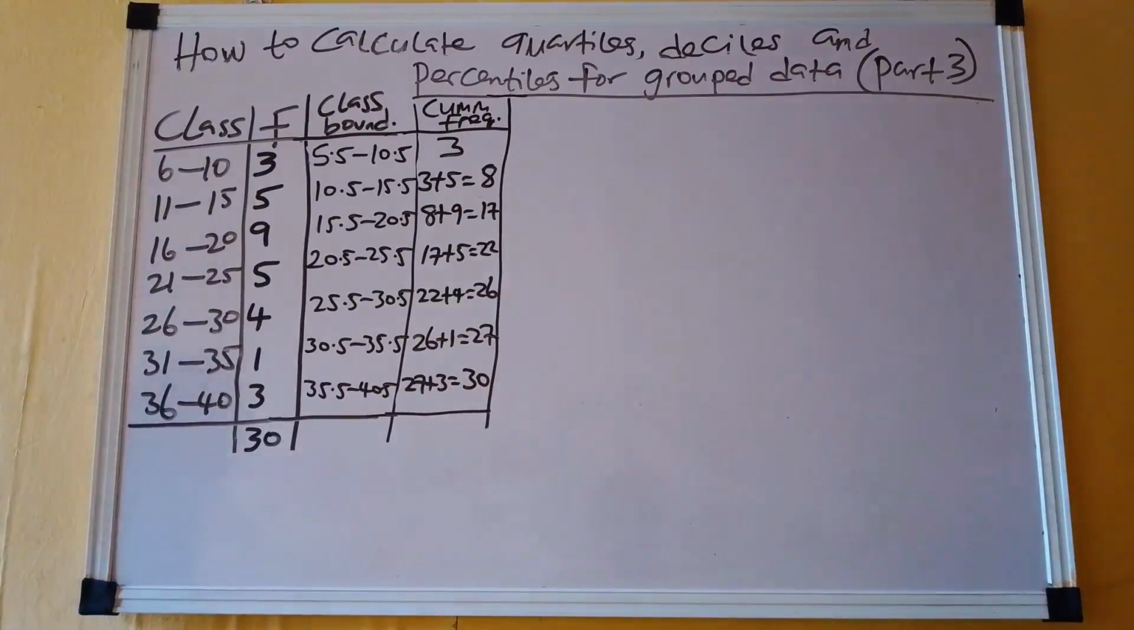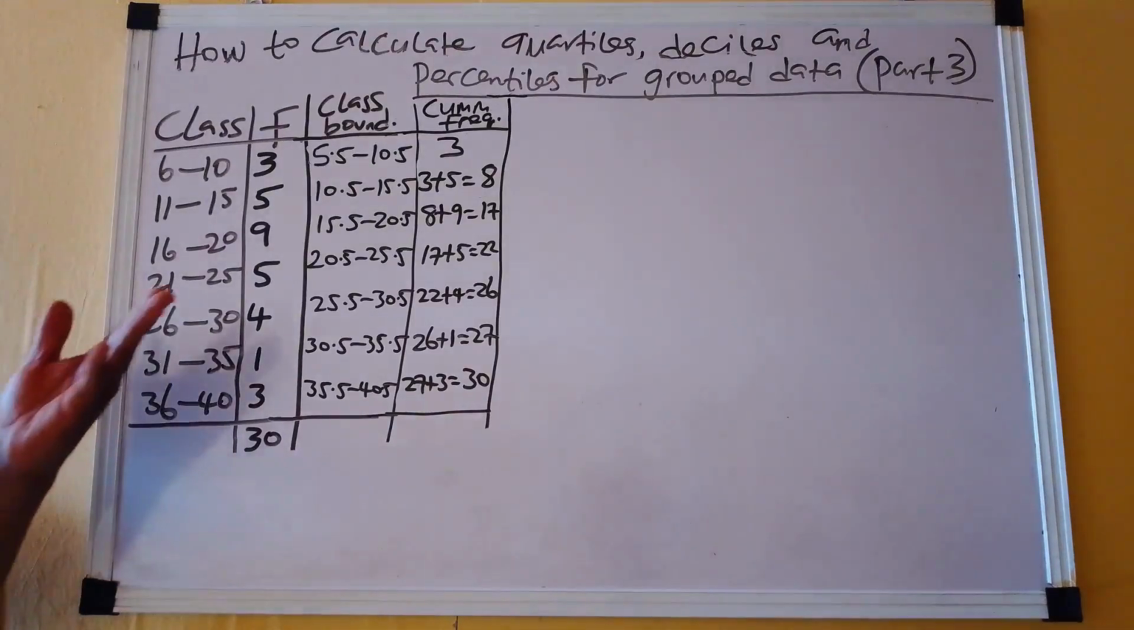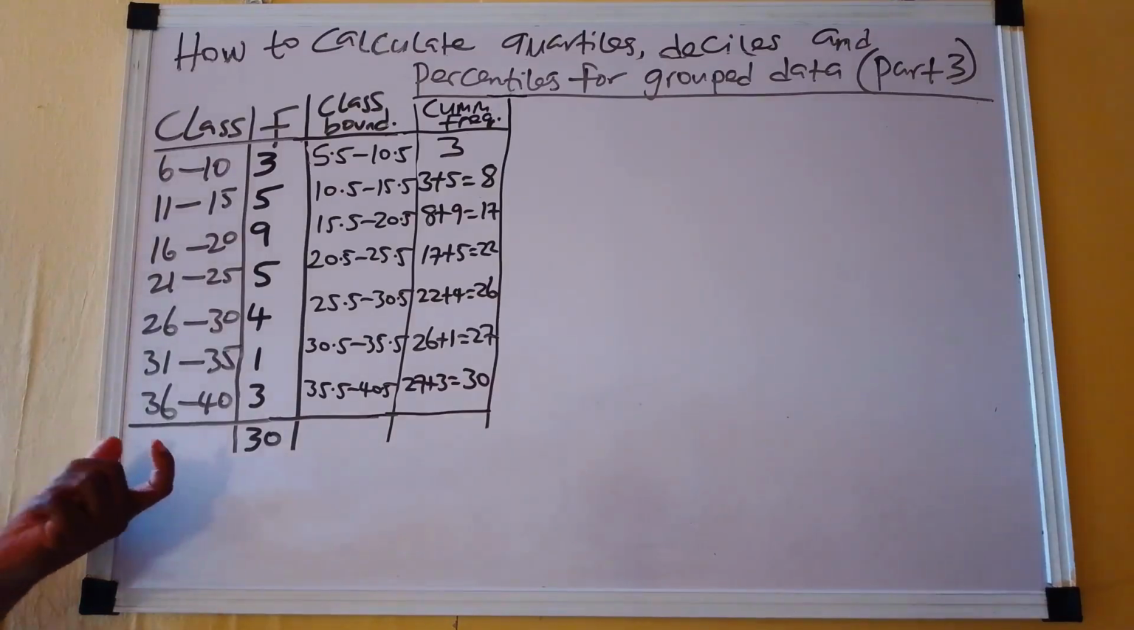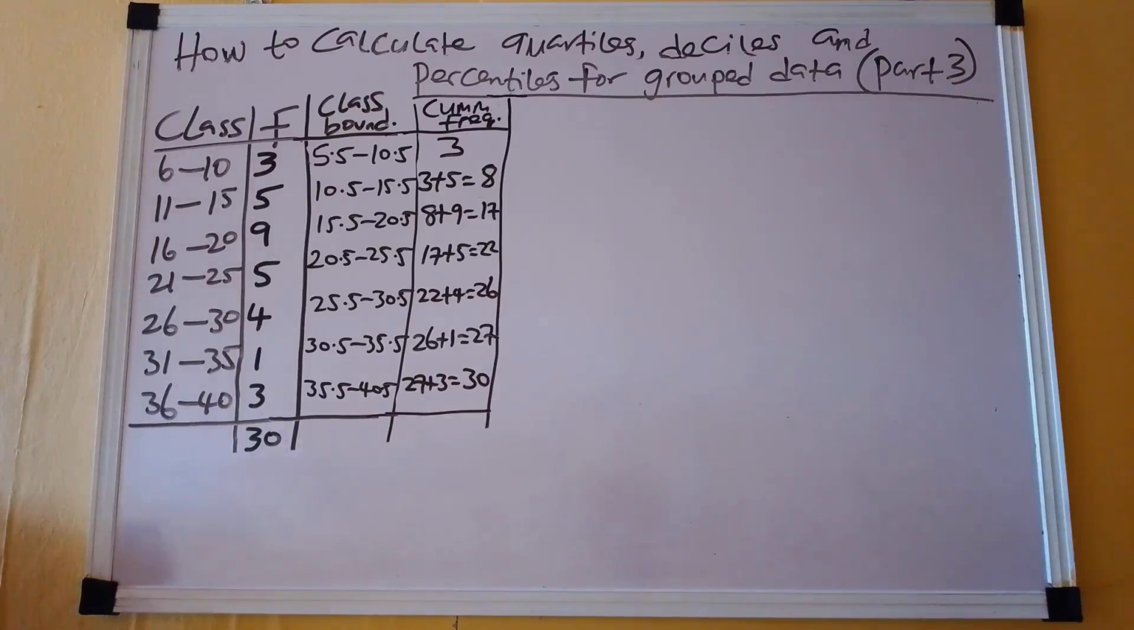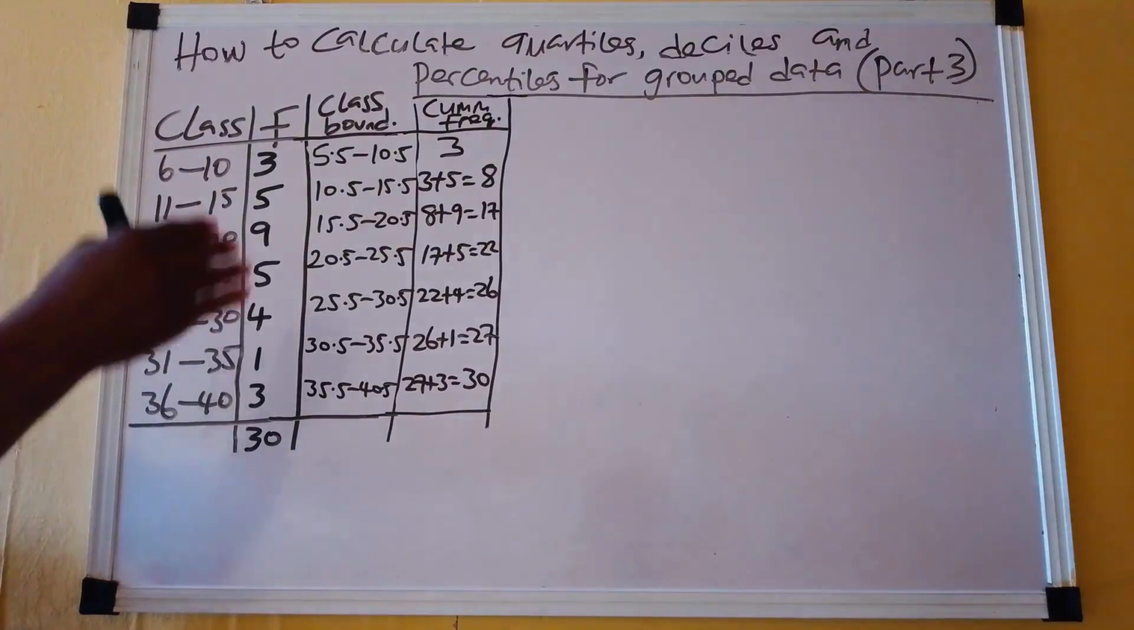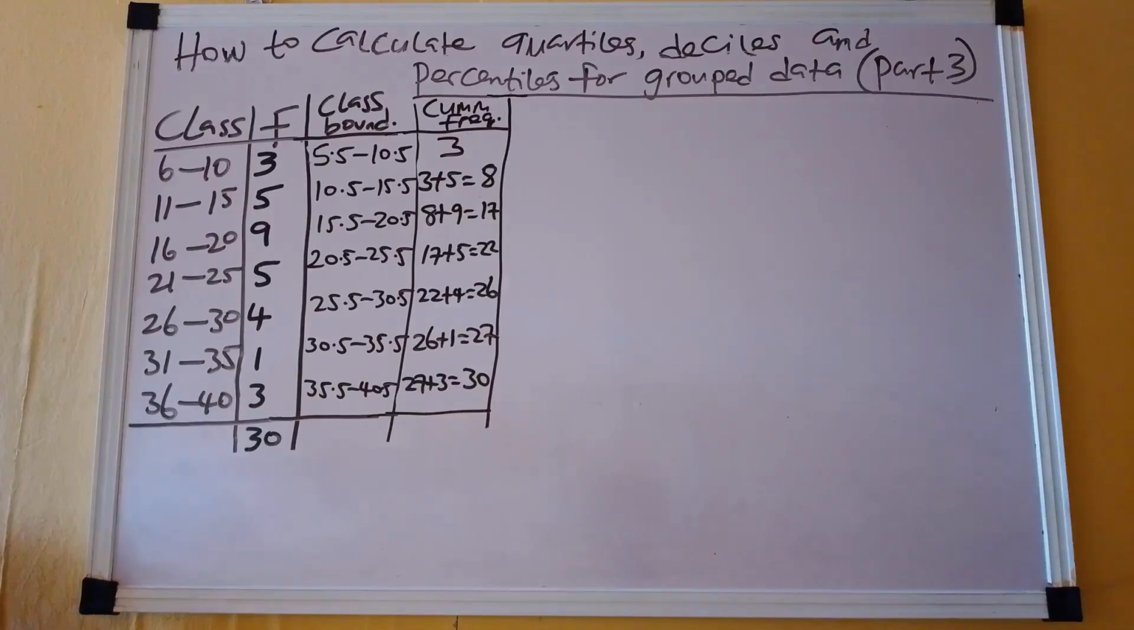Grouped data are data with class intervals and frequencies. I'm sure you are used to this set of data. We have been using this since we began. This is the set of data we got when we created a frequency distribution table from a set of 30 observations. We got this in one of our videos, and we shall be using this data set today to see how we can calculate quartiles, deciles, and percentiles.